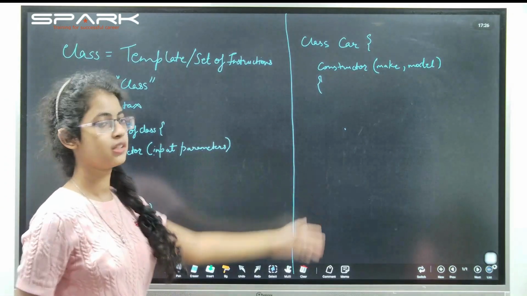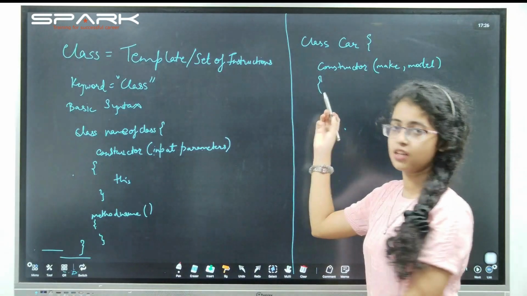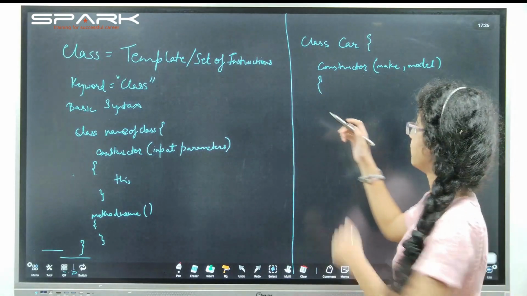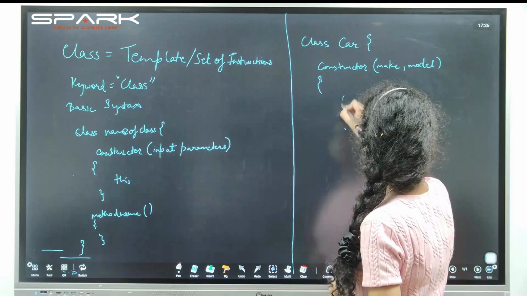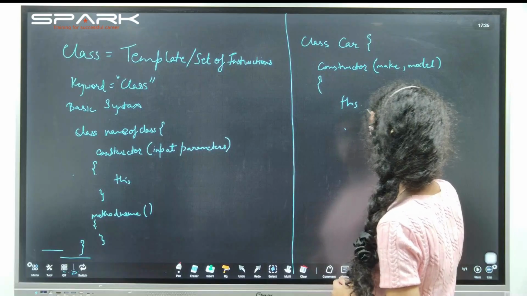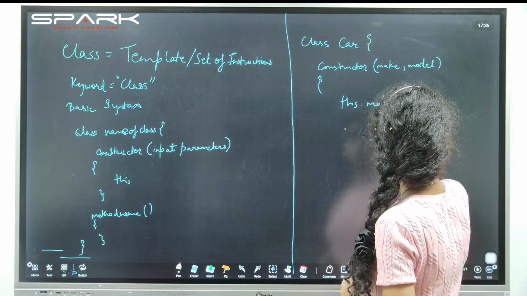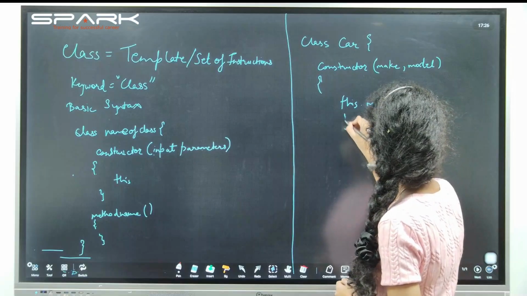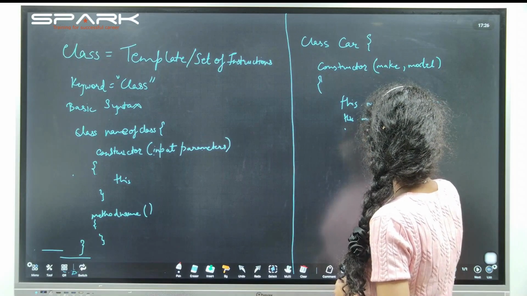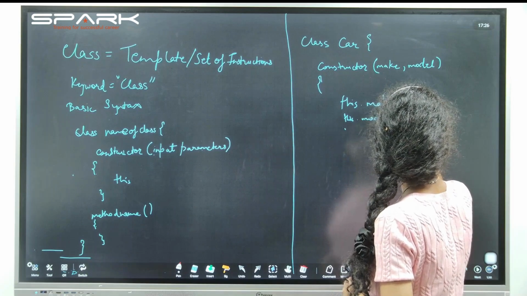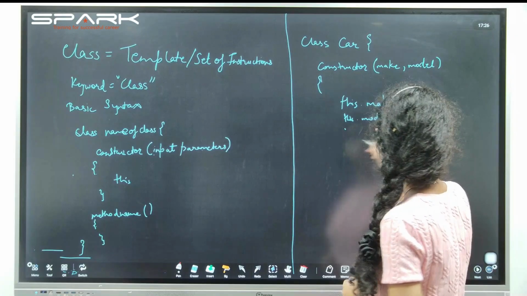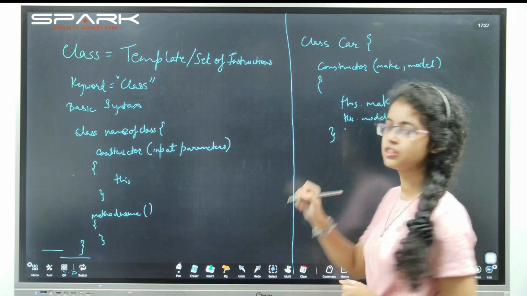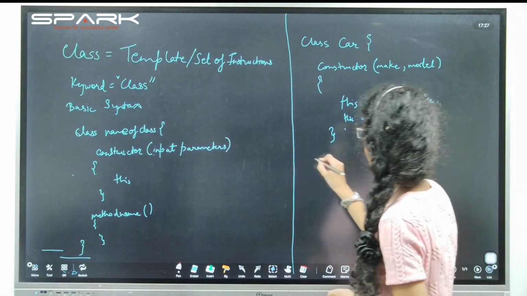The same way I'm going to write it over here using this class Car. I've already defined the constructor with make and model as its input parameters. Now I'm going to use this.make equals make, and this.model equals model. That's it. This is only the constructor part. Now we are going to define a method named displayInfo.